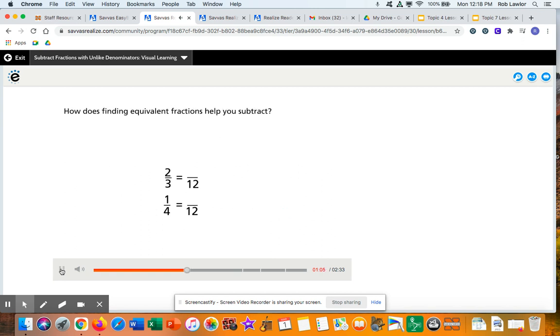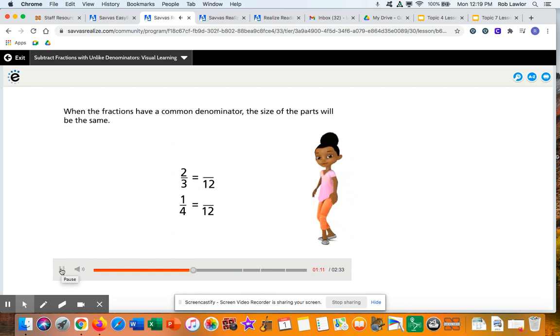How does finding equivalent fractions help you subtract? When the fractions have a common denominator, the size of the parts will be the same. You need the parts to be the same to subtract.